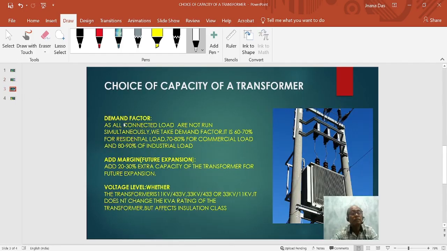Then another thing is the demand factor. What is demand factor? All the connected loads do not run at the same time simultaneously. So we take a term demand factor, and it is taken as 60 to 70% for residential load, 70 to 80% for commercial load, and 80 to 90% for industrial load.